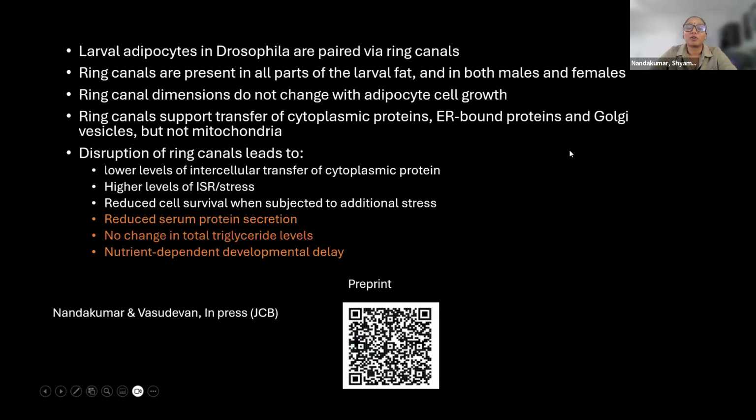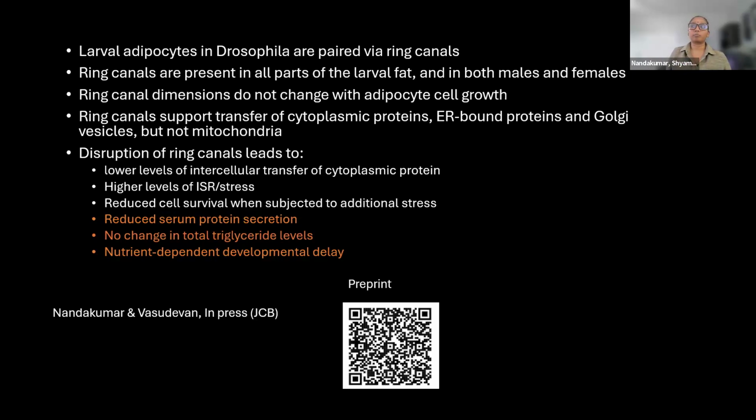All right. So in summary, to give you a little bit of details on things that I won't have time to share with you today. What I've shown you today is that larval adipocytes are paired to one another through ring canals, and that they're present throughout the larval fat body. This is not something I had time to show you, but we see it throughout the fat body in both male and female Drosophila. And unlike in the germline, the Drosophila fat body ring canals do not change in size, even though the cells themselves grow.